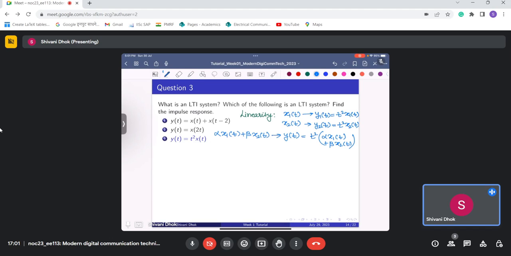Now this y(t) I can write as alpha times t square x1(t) plus beta times t square x2(t), which I can further write as alpha times y1(t) plus beta times y2(t), which means that linear output we are getting, which simply means that this system is linear. And again, we'll look at time invariance.